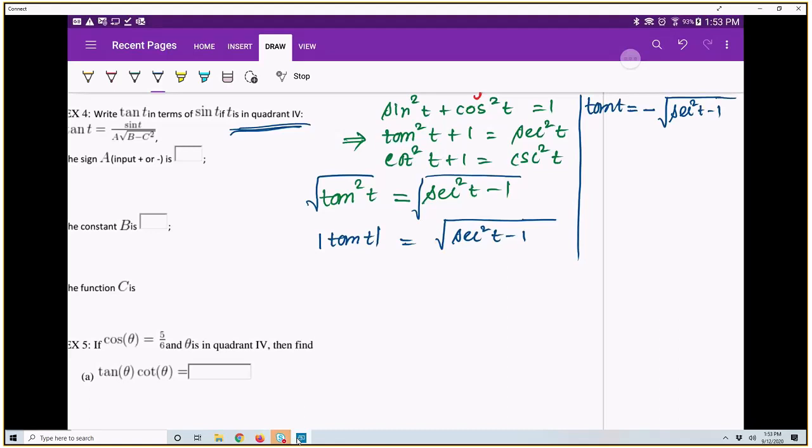Now remember, I have to answer this question in terms of sine t. So I need to go to sine t. In order to do so, first identify that secant squared is 1 over cosine squared. And then simplify the terms under the radical sign, the square root sign. So you get 1 minus cosine squared t over cosine squared t.